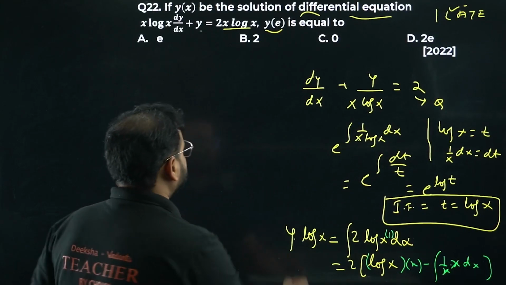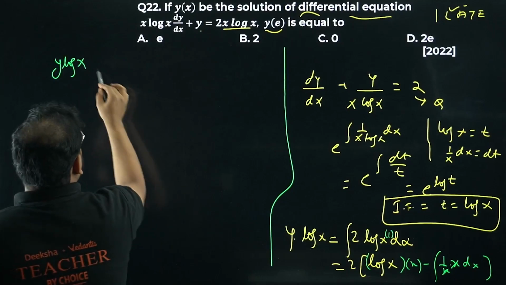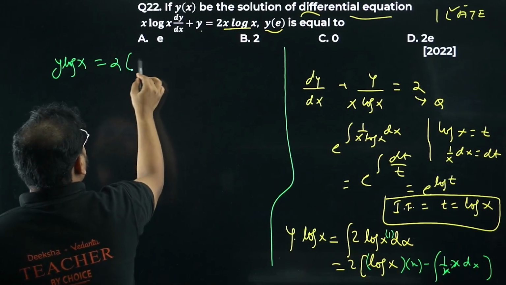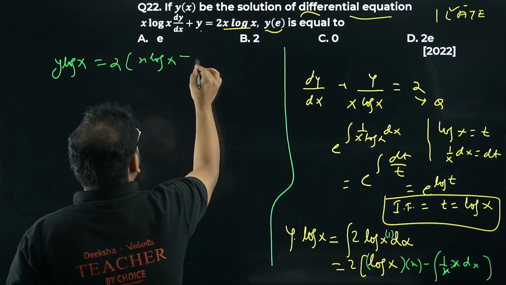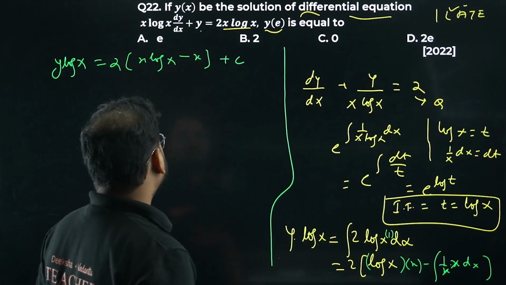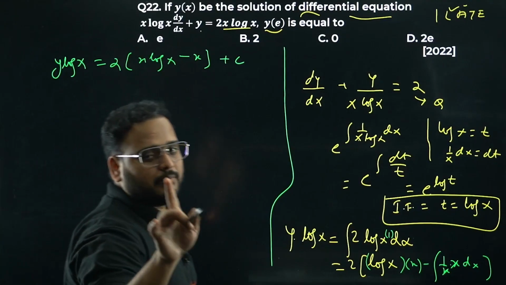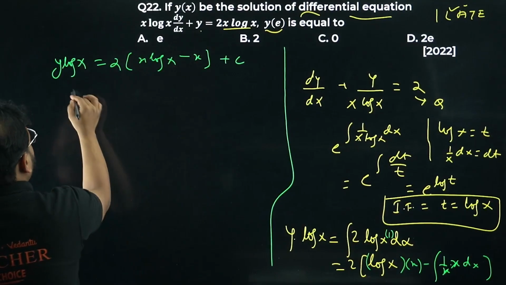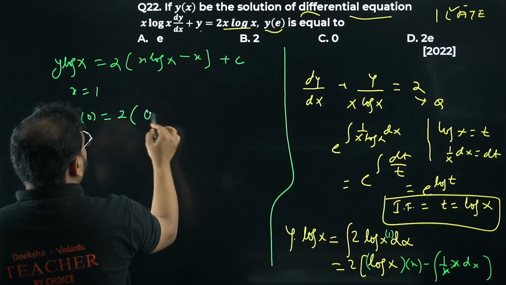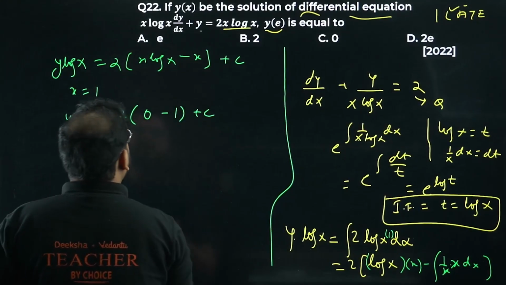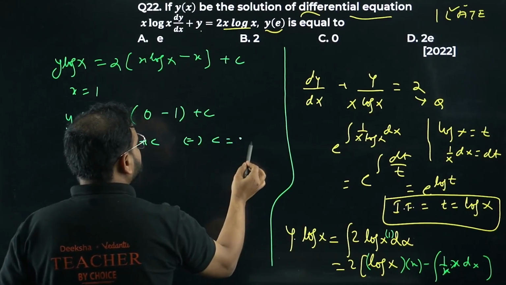This part is cancelled. So what I'm getting over here is, please check, y log x equals 2 times of x log x minus integration of dx, which becomes simply x. Of course, plus c is there. I have to find the value of c, then only I can find the value of y(e). I have log, right? So put x equals 1 because log 1 is 0. So put x equals 1 everywhere. You get y times 0 equals 2 times of 0 minus 1 plus c, right? So I'm getting 0 equals minus 2 plus c. It means the value of c is coming out as 2.